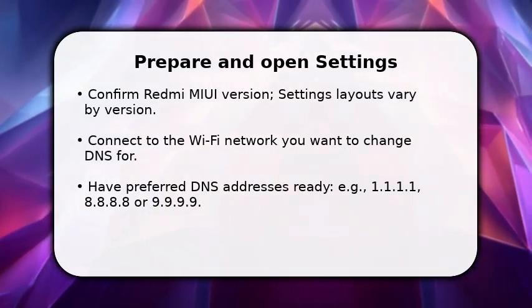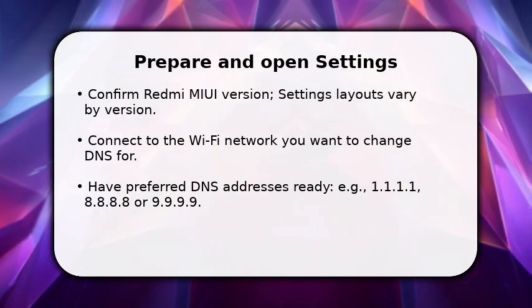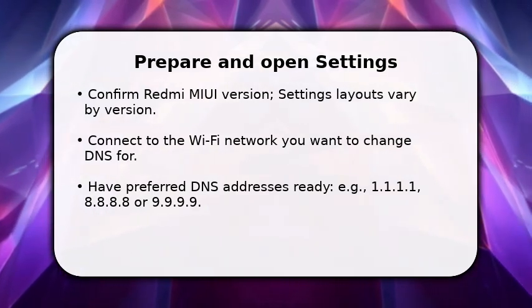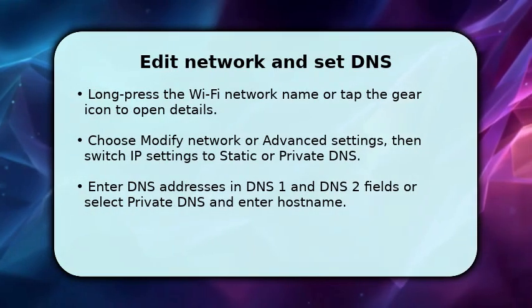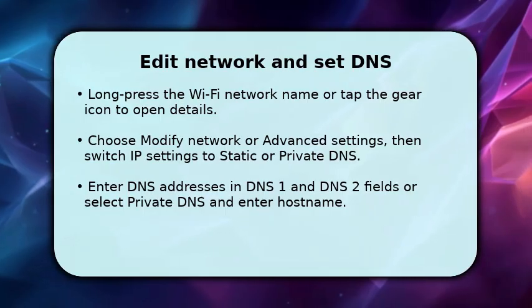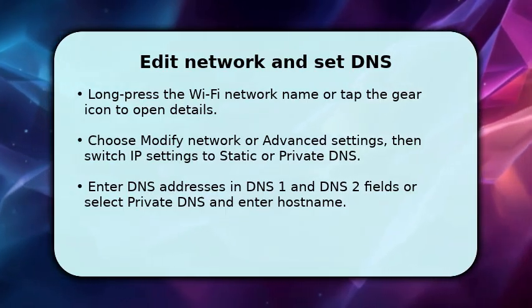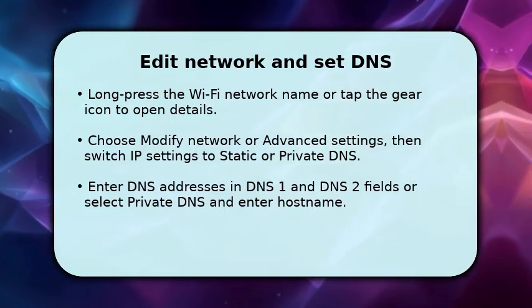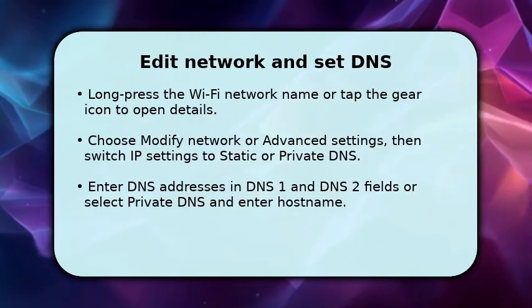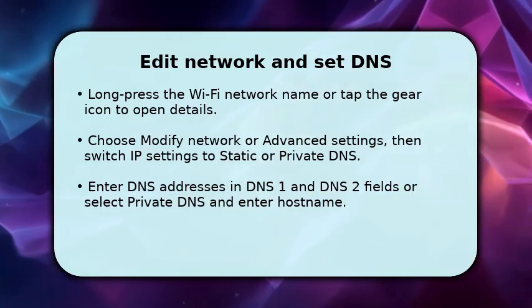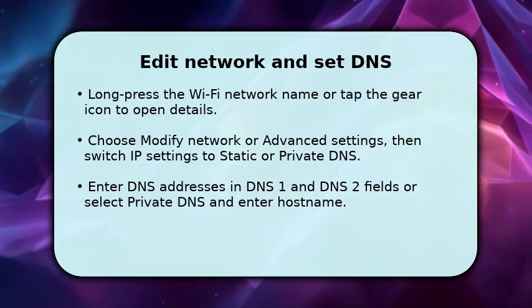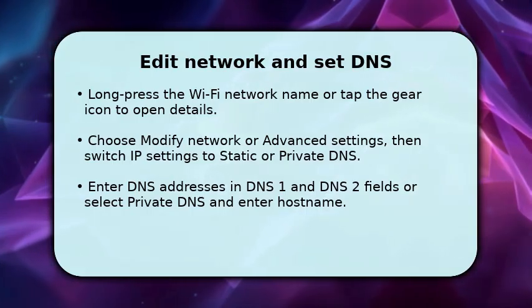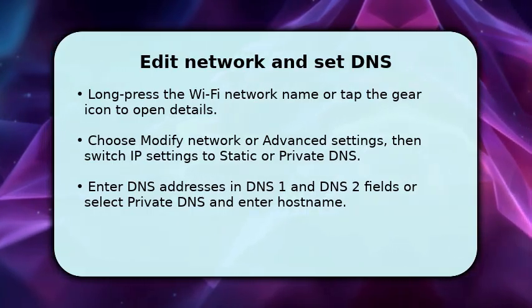You now modify the network details to override default DNS. First, long press the active Wi-Fi name or tap the gear icon, then select Modify Network or Advanced to reveal IP settings. Change from DHCP to static only if required to reveal DNS fields, otherwise use private DNS for a hostname like dns.google. Enter DNS1 and DNS2 addresses exactly, then save.